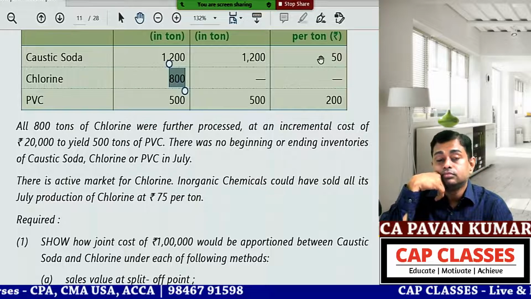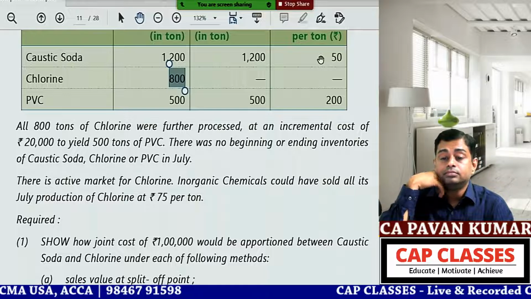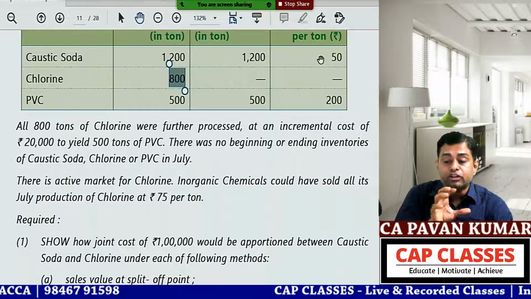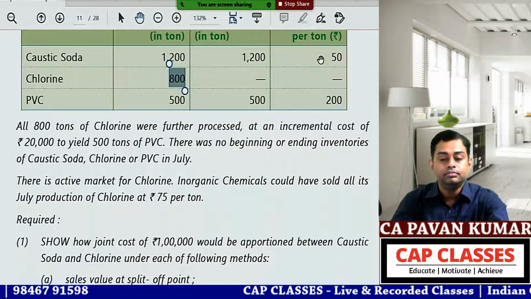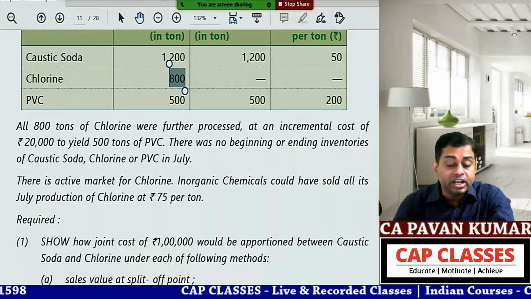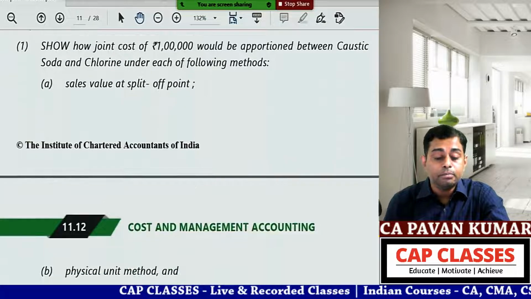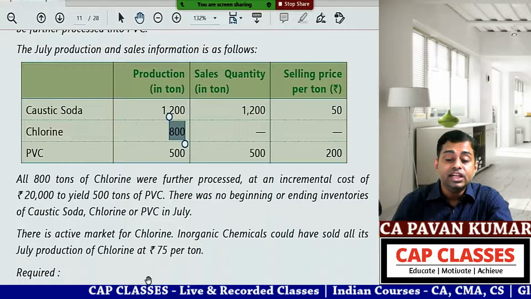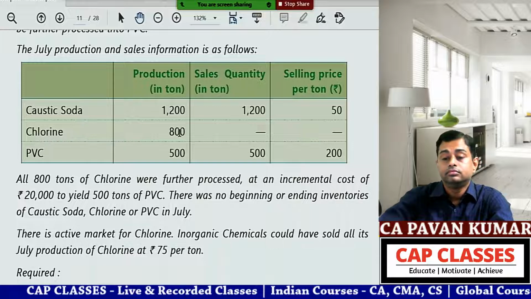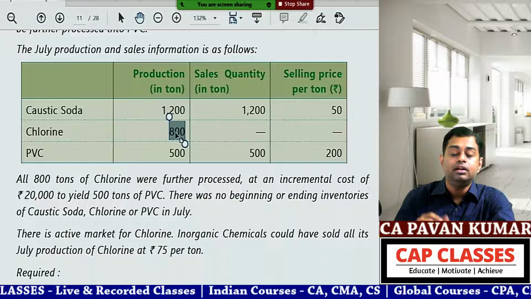800 into 75, how much? 60,000, sir. So can I say the ratio is 1:1? Yes, sir. So 1 lakh will be apportioned in 1:1 ratio. That means 50,000 and 50,000. Correct? So A, sales value at split off, is over. Next, B, physical unit method. Physical unit method means 1200 is to 800, no? Yes, sir.